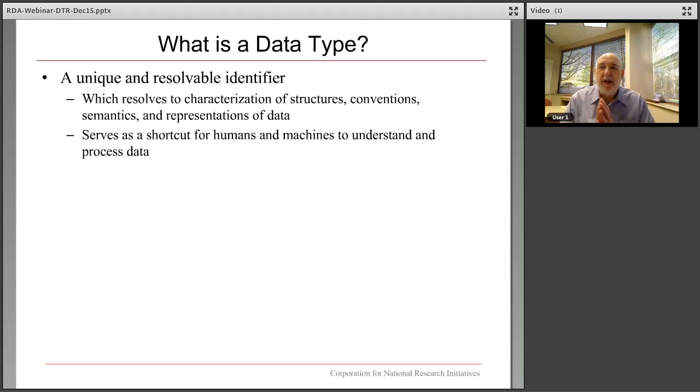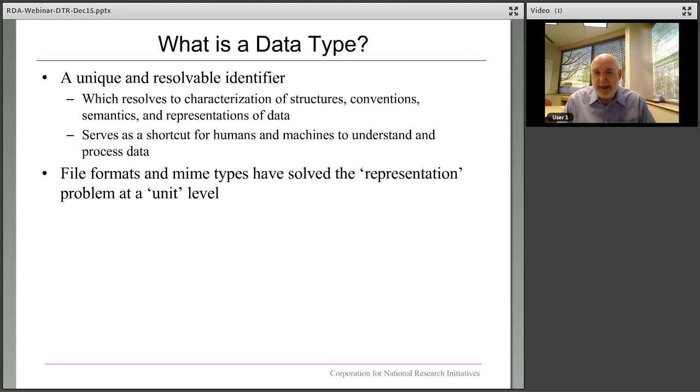So what is a data type? Well, for us, it's represented by a unique and resolvable identifier. This is key because the data types have to be unique, separable. You have to be able to take a type and find out what it means. And the way to do that is to give it an identifier that can be resolved to point to a data type record. And it has to be reliable. So it then becomes a shortcut for human and machine. So you create a data type, you associate a data set with a data type, and that association is in the form of an identifier, and the identifier leads to an explanation of the data type.